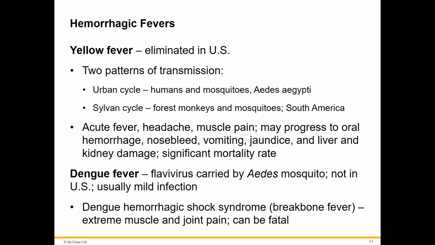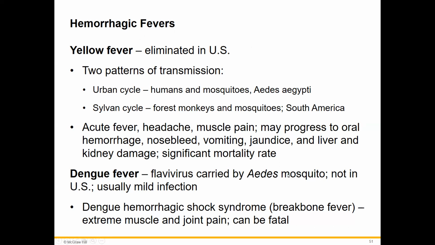The hemorrhagic fevers, yellow fever and dengue are the two that would be the most associated here. So yellow fever, there's kind of two patterns of transmission, the urban, which is humans and mosquitoes, or forest, monkeys and mosquitoes, the sylvatic cycle. So there's urban or sylvatic cycle, depending on who you're around, but mosquitoes are really the vector causing the condition. Fever, headache, muscle pain are the classic symptoms, but you can progress to oral hemorrhage, nosebleed, vomiting, jaundice, liver or kidney damage, and there is a pretty high mortality rate. We don't often see this in the United States. In fact, it's relatively eliminated here, but it is still endemic elsewhere.